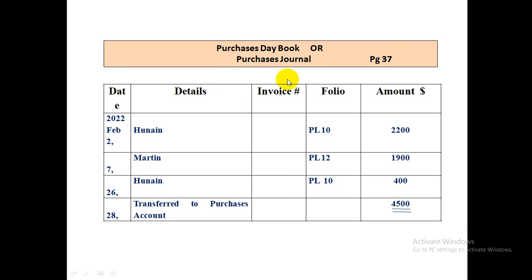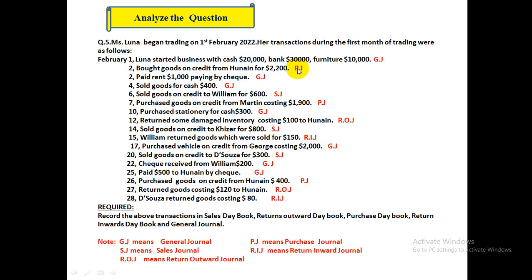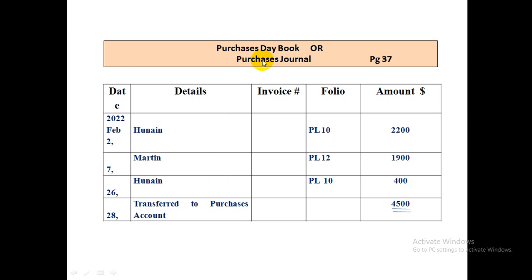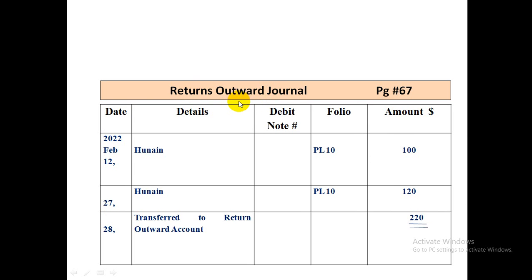Let's record in the purchase day book the transactions which we have marked as PJ. Transactions of February 2, 7th and 26th. In these three transactions we are purchasing goods on credit, and we know that the purchase day book is particularly prepared for purchase of goods on credit. Invoice numbers are not given in the question. We'll assume any purchase ledger numbers. Amounts will come here. In the end, we'll write the total of the purchase journal and mention that this is the amount which will be transferred to the purchases account on the last day of this month, that is 28th February.